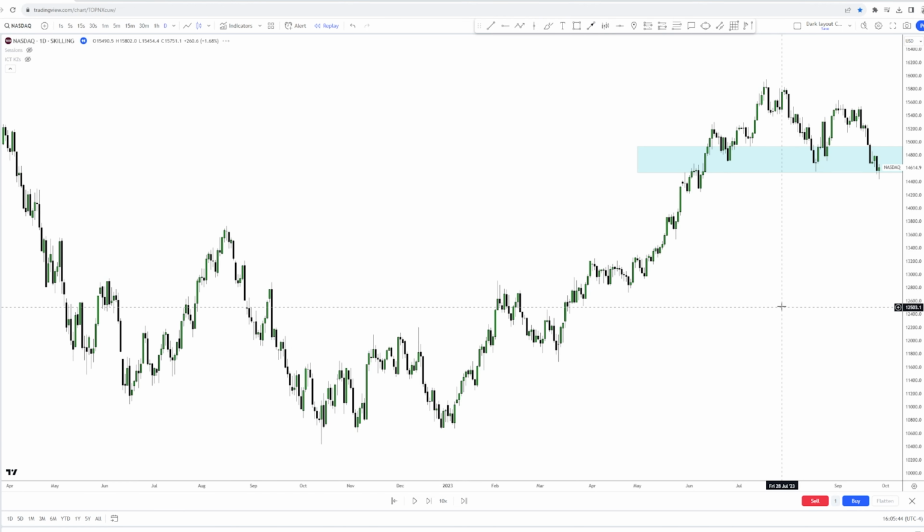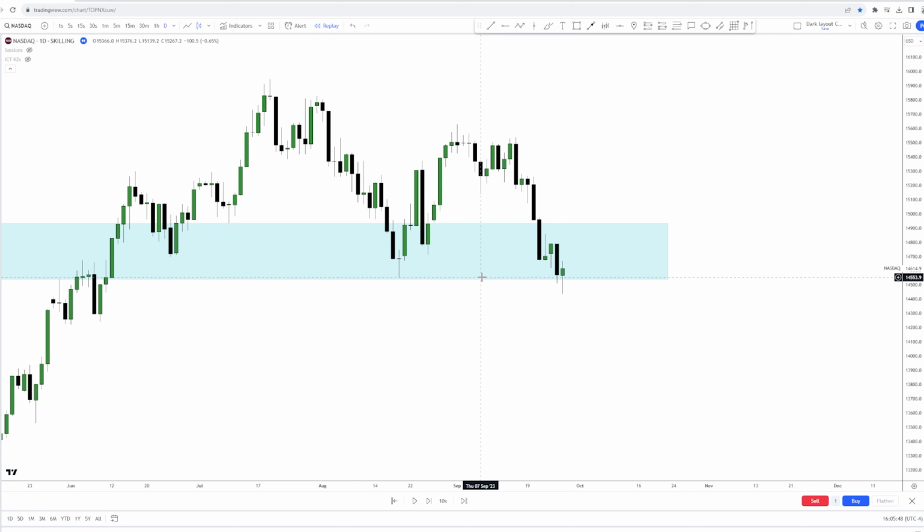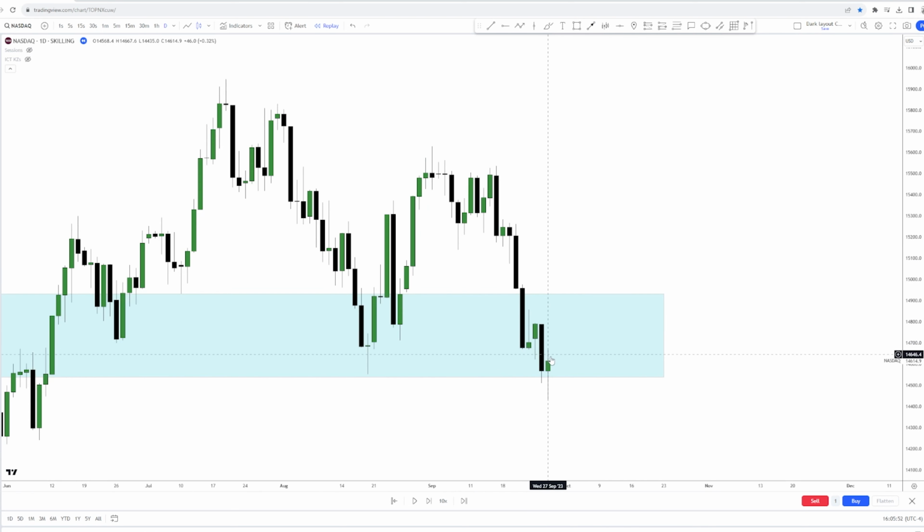We can also go ahead and check out the daily as a third time frame in this whole analysis, and we will see something similar.